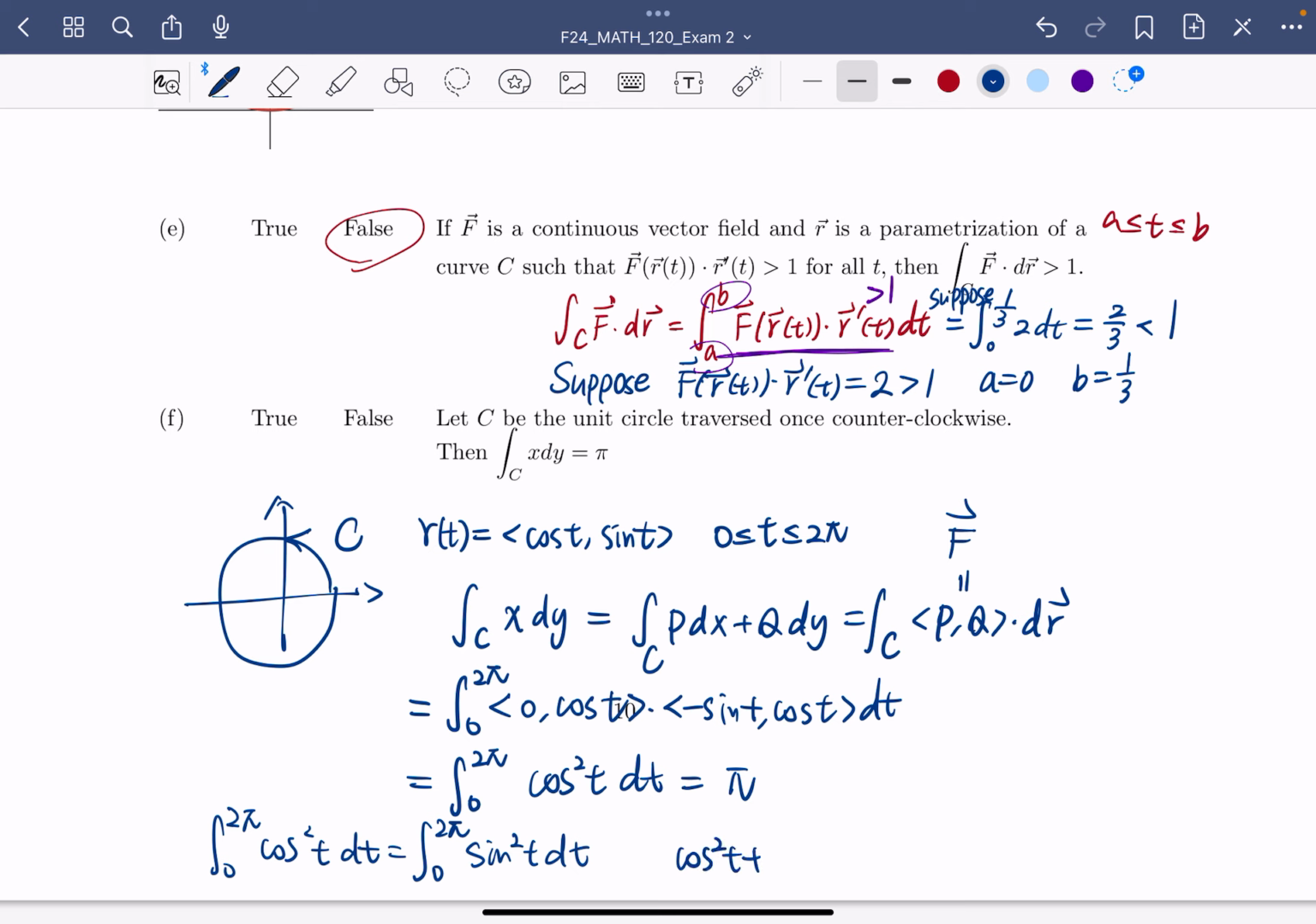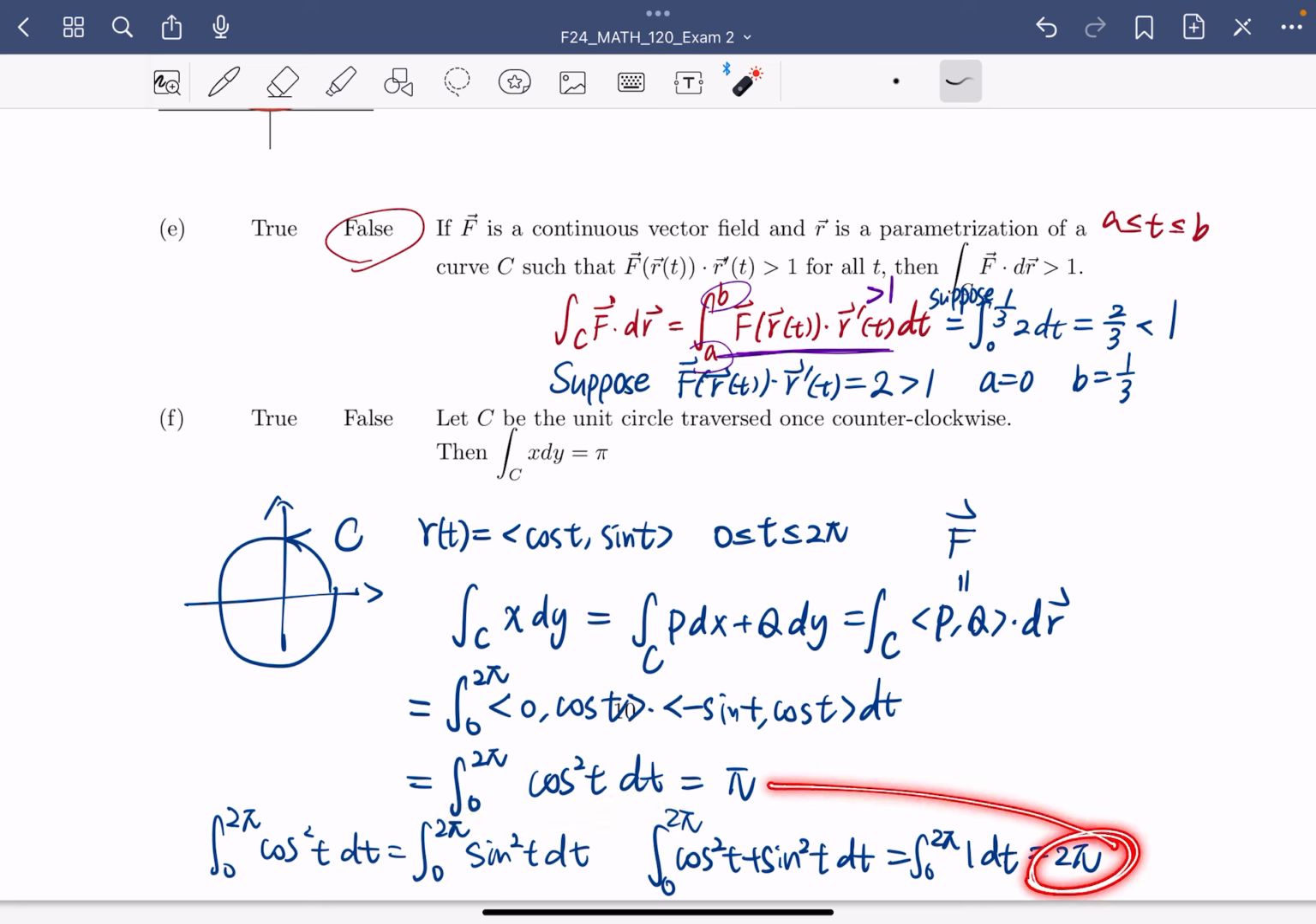And this is pi times the integral of 1, which is 2 pi, right? So if we're only integrating cosine squared from 0 to 2 pi, then the answer is half of the 2 pi, which is pi. So the answer for F is true.